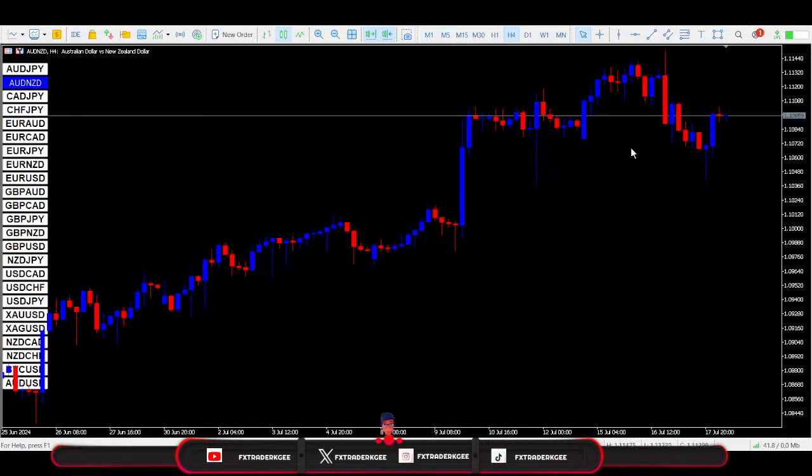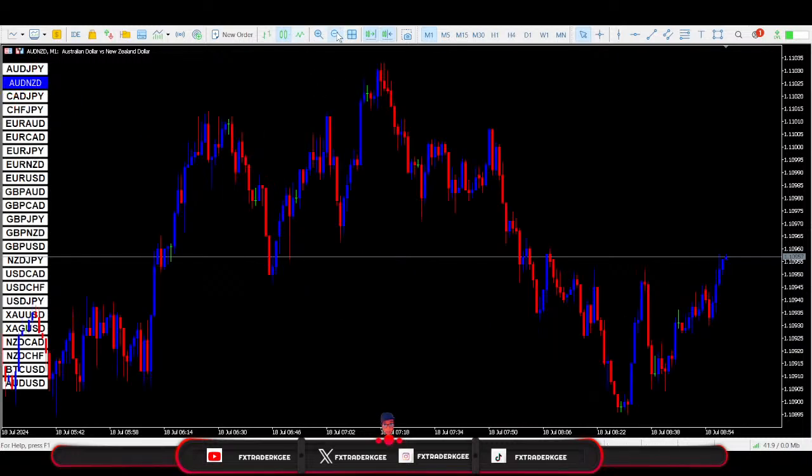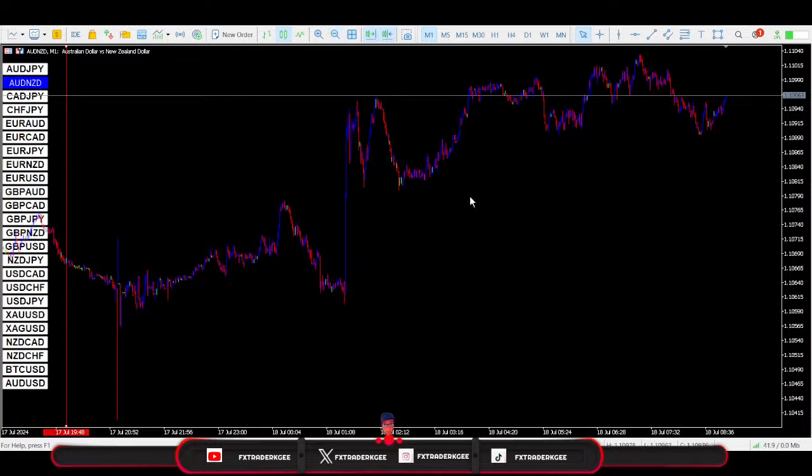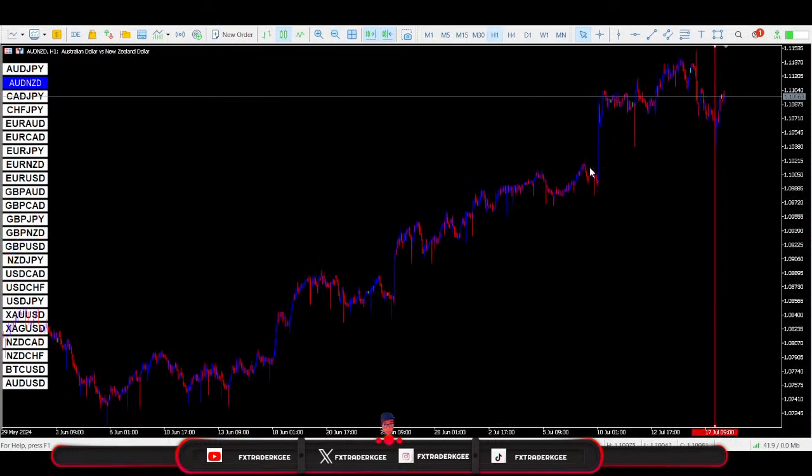Okay, so here the bigger picture is still on the upside, but as an intraday trader, nothing stops me from buying in any direction the price is actually focusing.